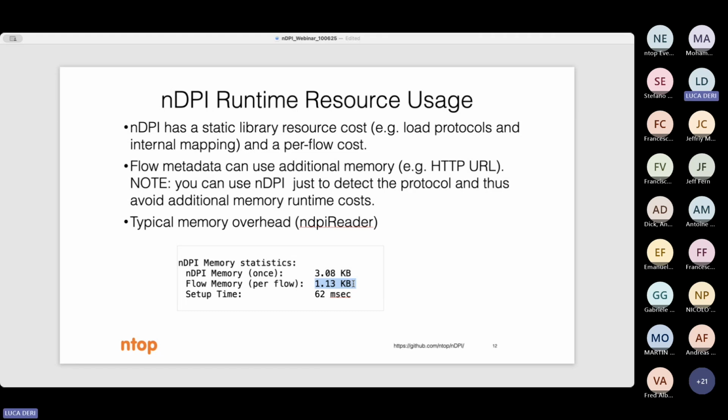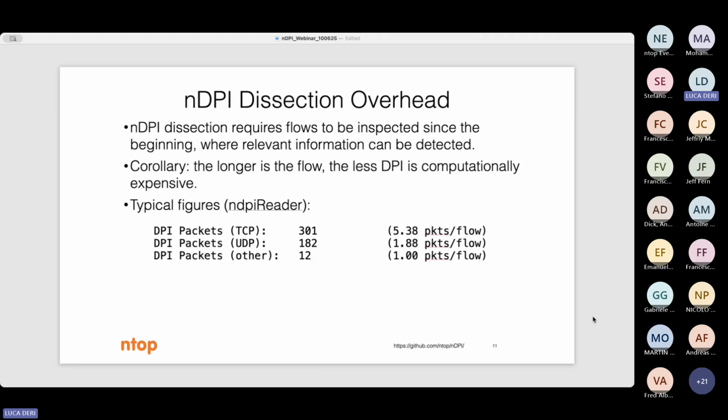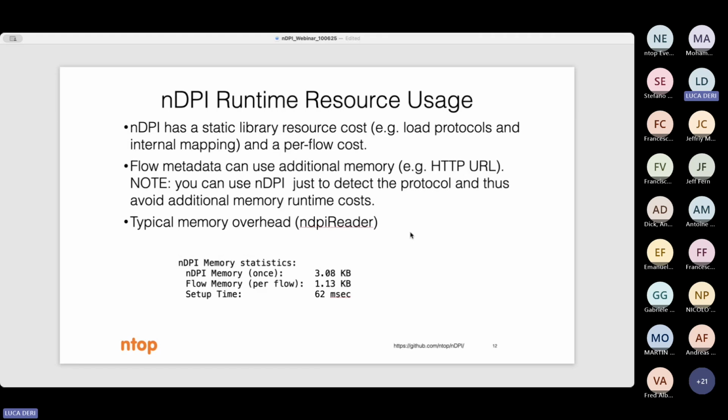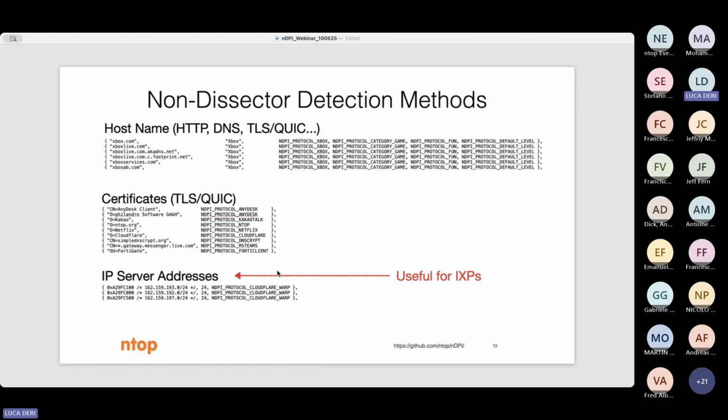Now, there is no rule of thumb, but in general, this is the memory on average that you need per flow. And also remember that as soon as nDPI is done, and as I've shown you before, the amount of packets that you have to process is very limited. We have seen before that it was about 5 point something packets per TCP flow, or almost 2 for UDP. You can free this memory. So this is temporary memory that you need to have during a flow dissection.